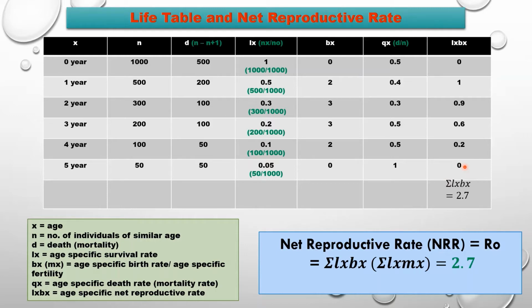So total LXBX, or sigma LXBX, is 2.7. So this is the net reproductive rate. So net reproductive rate NRR or R0 means sigma LXBX or sigma LXMX, that is equal to 2.7. You should remember this equation.